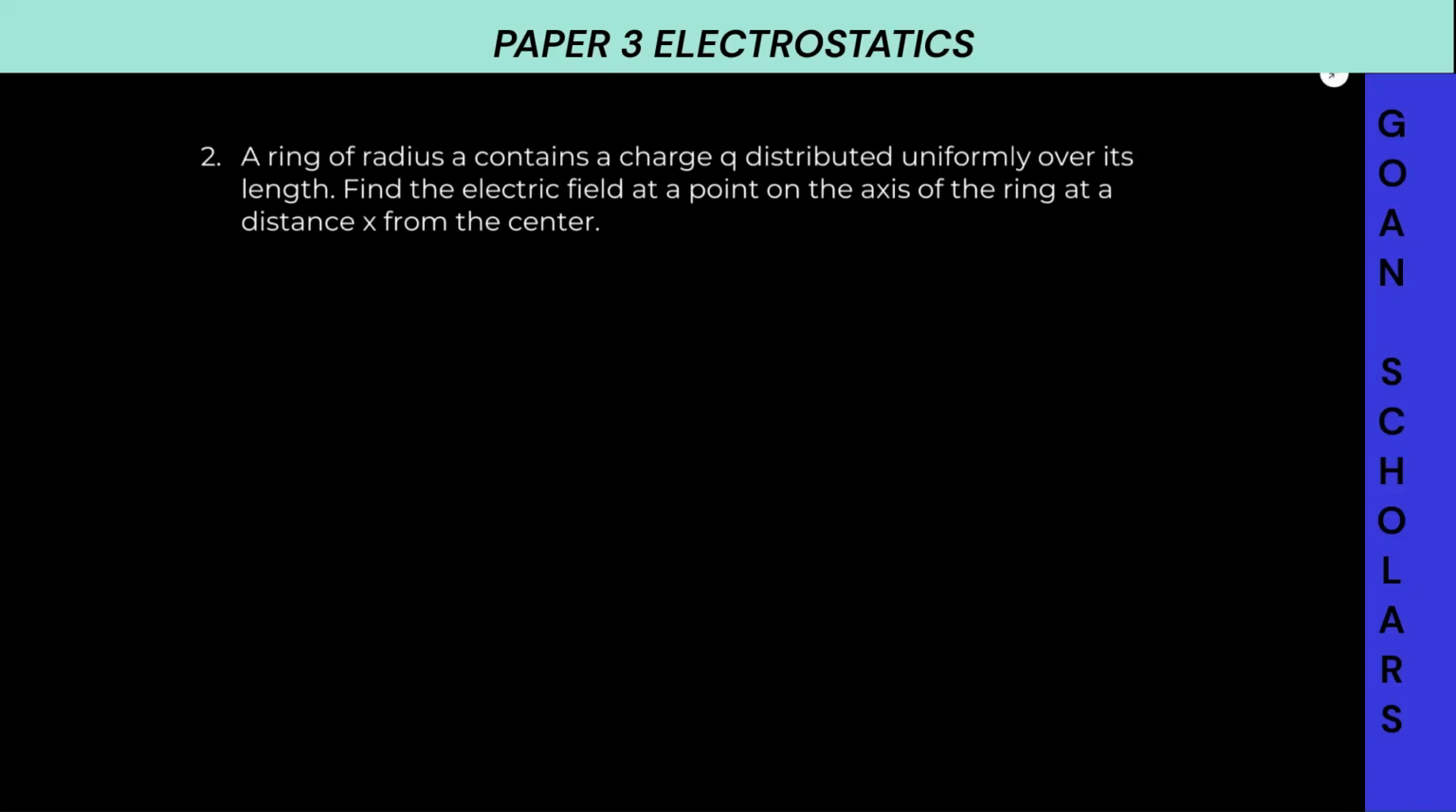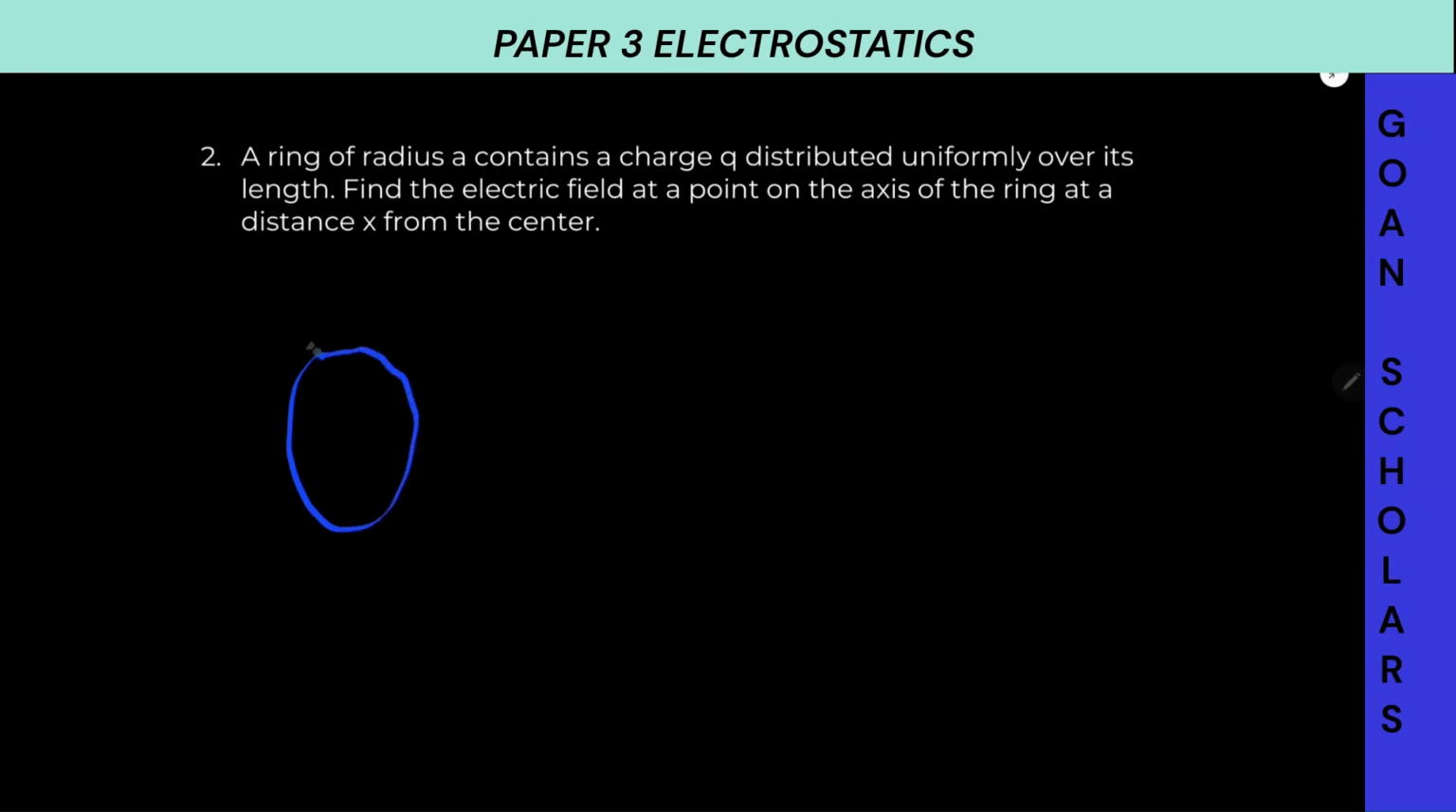Question number 2. It says a ring of radius A contains a charge Q distributed uniformly over its length. Find the electric field at a point on the axis of the ring at a distance of x from the center. So let me make here a perfect circle.